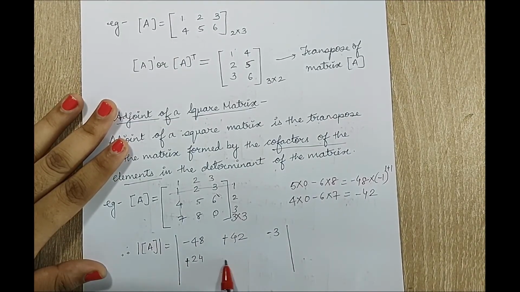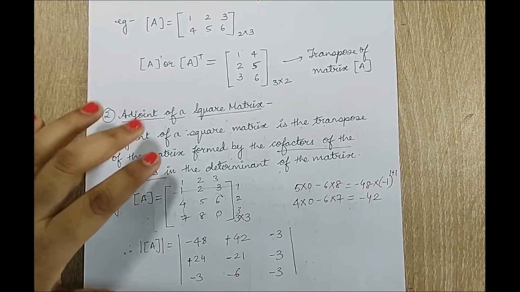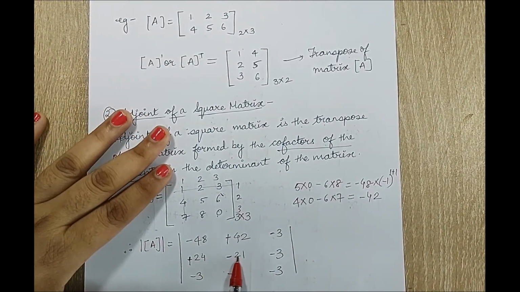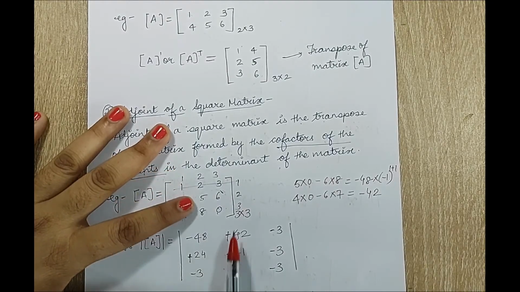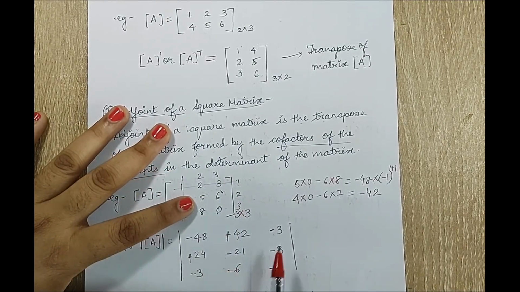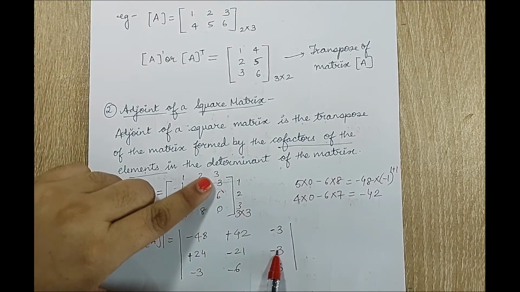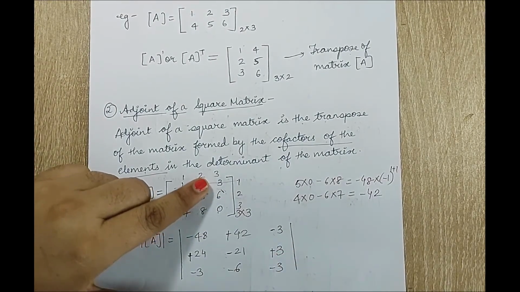So this is another term. Now likewise I'll calculate for all of them. So these are the values that I obtained. Now again I'll solve for this element. Here it is minus 1 raised to 4, so it is positive. Here it will be minus 1 raised to 5, so negative. So I'll just change the sign here.